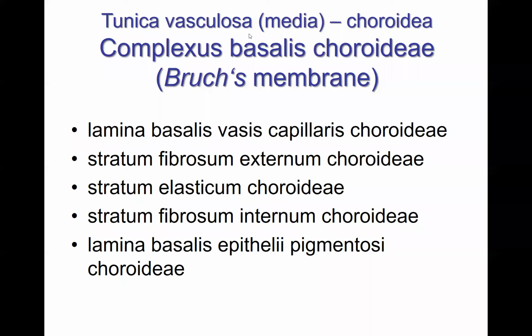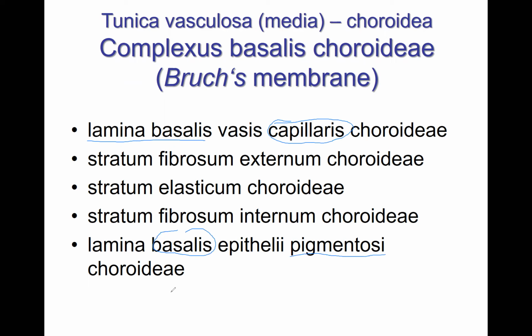So back to the complex. It's composed of the basal lamina of capillaries and the basal lamina of the pigmented epithelium, and then three layers in between. So that's why it's called complex. So the Bruch membrane or basal complex of the choroid.